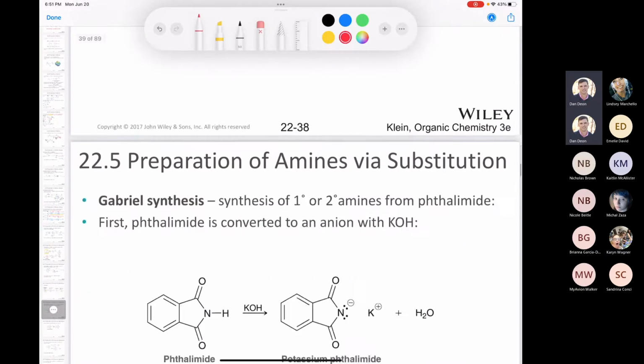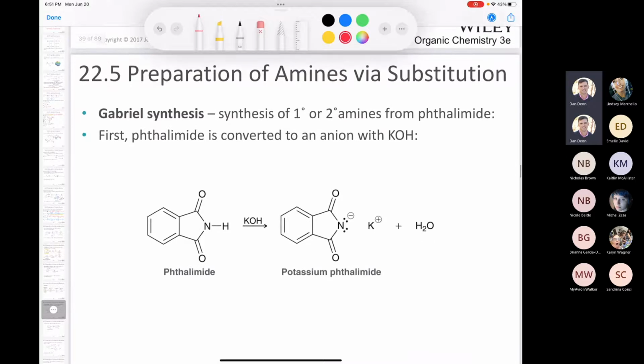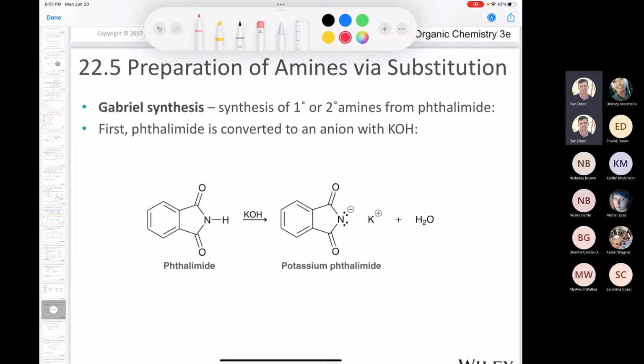However, we have other ways to make amines. Another way to make an amine is to use what's called the Gabriel synthesis. And this is a way to make primary or secondary amines from a molecule called phthalamide. So you need to know this molecule here, phthalamide. And the first thing you need to do is convert phthalamide into potassium phthalamide. And the way that we do that is just by treating it with potassium hydroxide.